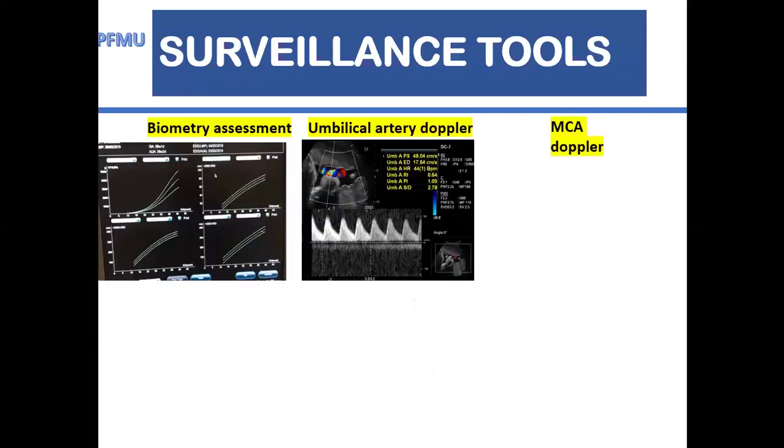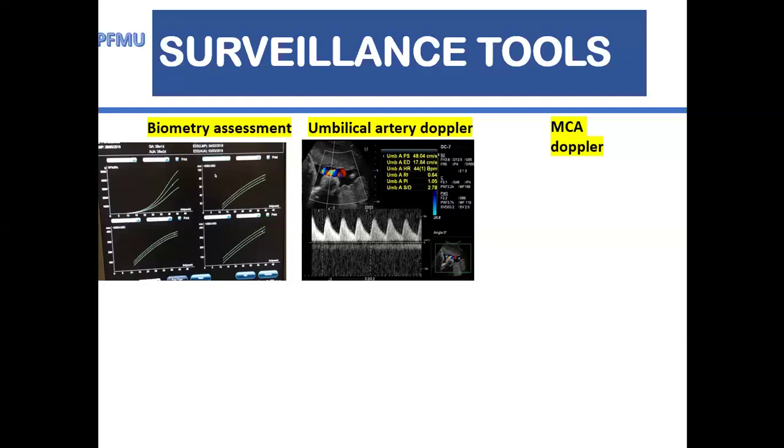So the surveillance tools which we use for monitoring these FGR babies, we use biometry assessment. We now know about LGA, SGA, and under the SGA, there are also various categories because we also monitor the baby under the 10th centile, but they are progressing, growing, still under their 10. So we'll be monitoring that growth assessment.